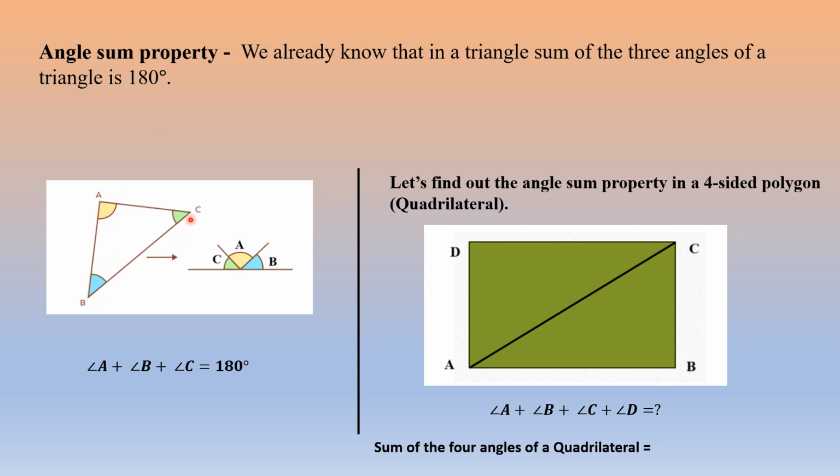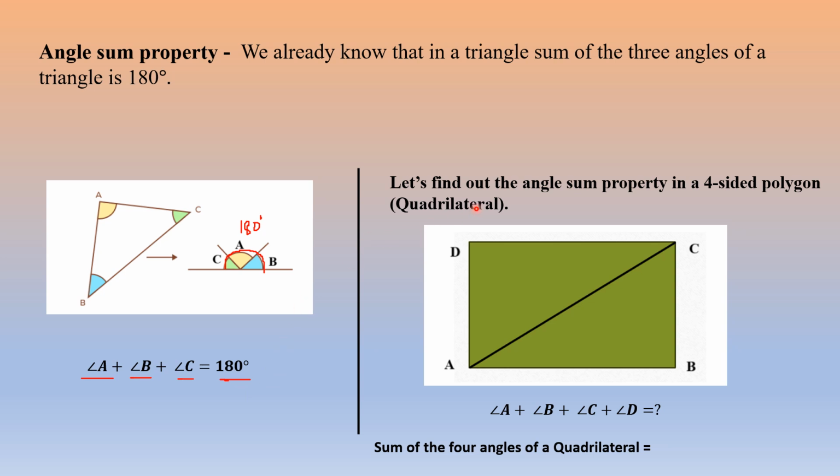Now if you take one triangle, here if you see I have taken a triangle ABC and all the angles are marked over here. Now when you cut out these angles and put them in a straight line like how I have shown over here, and arrange them, what you will see is that they are forming a straight angle. We know that the measure of a straight angle is 180 degree. That's why angle A plus angle B plus angle C is equal to 180 degree.